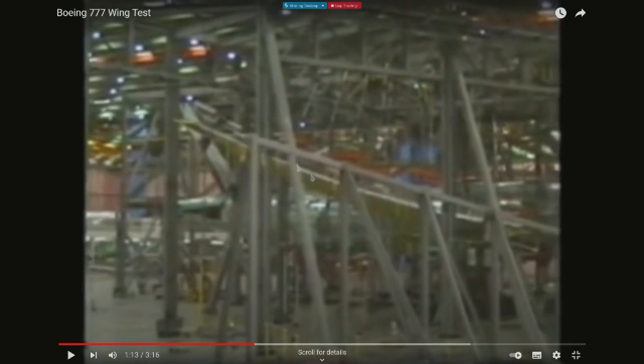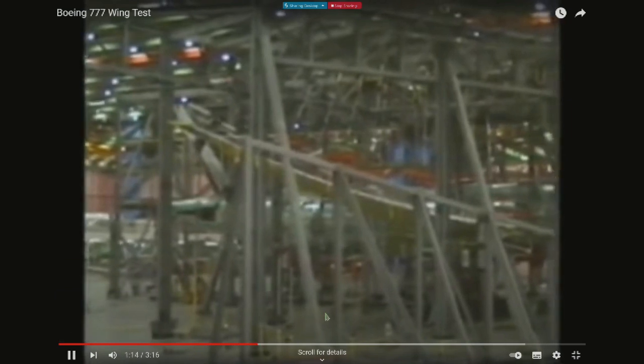Just note the amount of bending that has taken place. Huge amount of bending. So when you are on an aircraft and you see the wings are flapping quite a lot, possibly nothing to worry about, because you could see in the test that quite a high amount of deflection has already taken place.